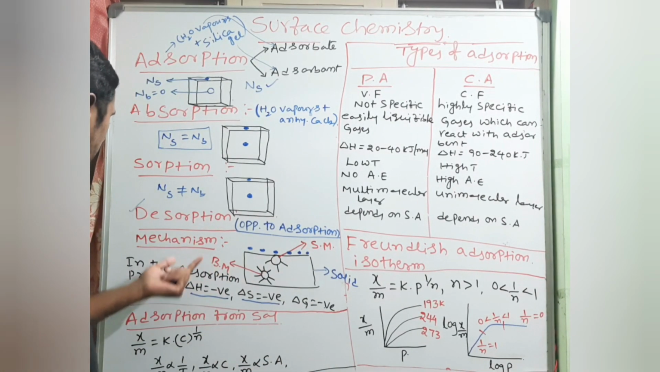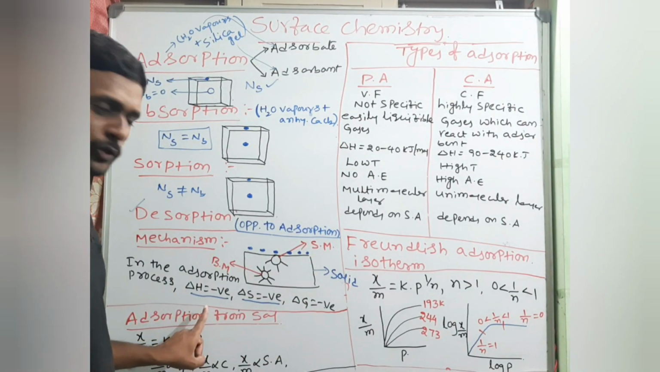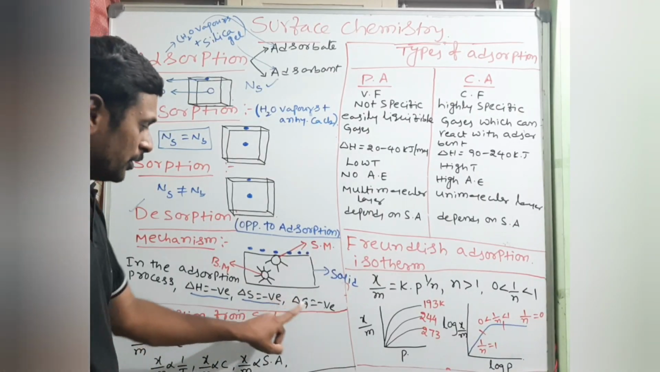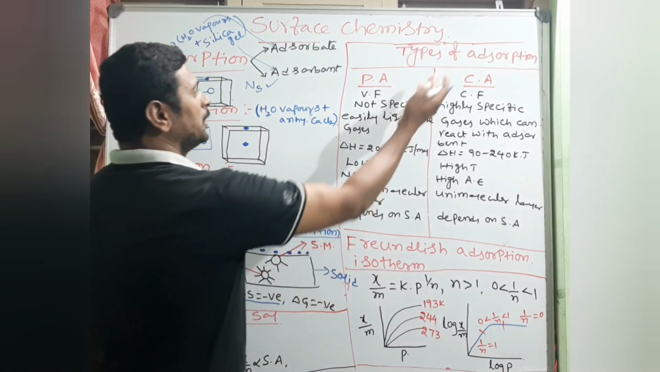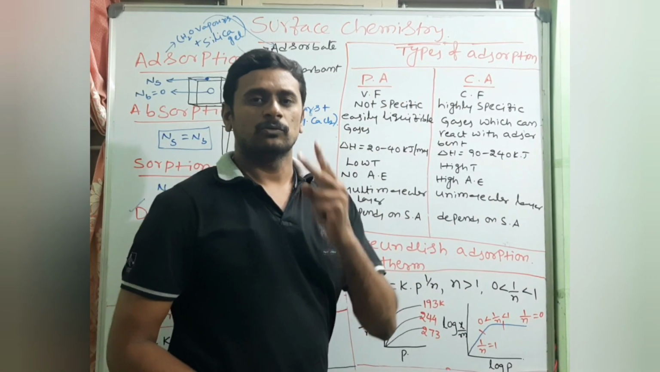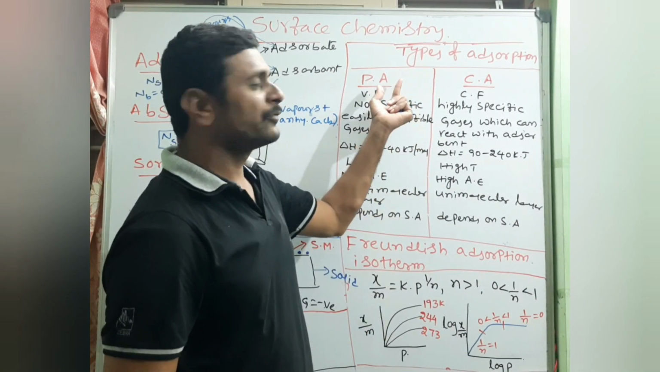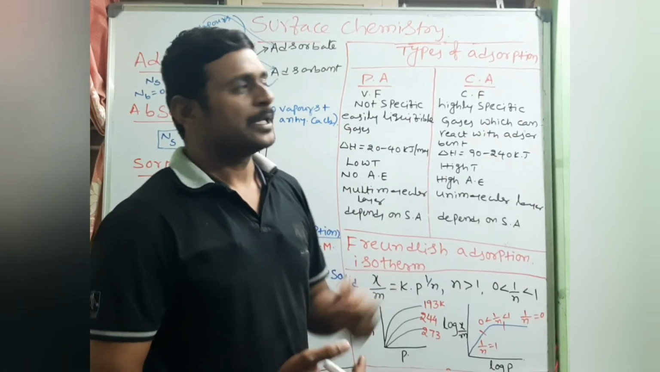Negative. So that's why, in any adsorption, delta H is negative, delta S is negative, and delta G is also negative. Next, coming to the types of adsorption. We have two types: one is physical adsorption and the other is chemical adsorption.